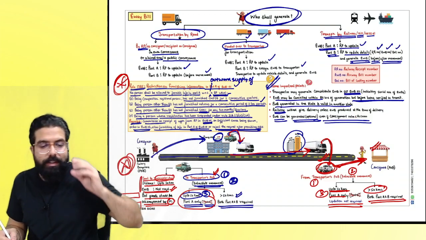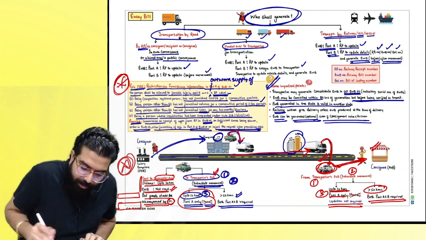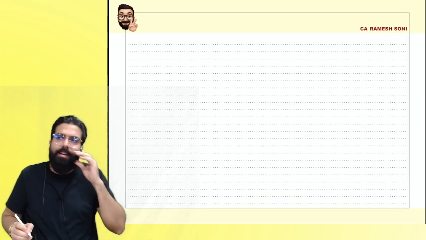All right, students, the next chapter which we are going to revise is the chapter of time of supply. Sir, can you give us a quick linking? Yes, Baba, let's take a quick linking.